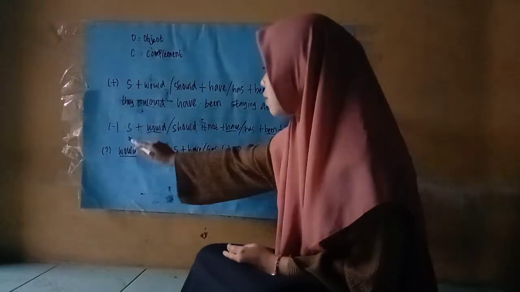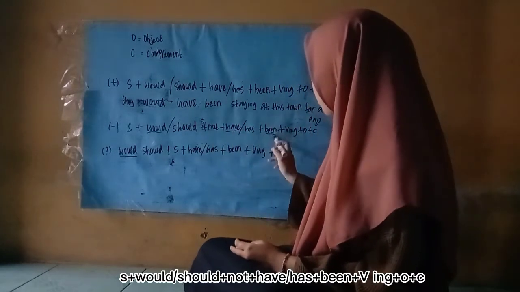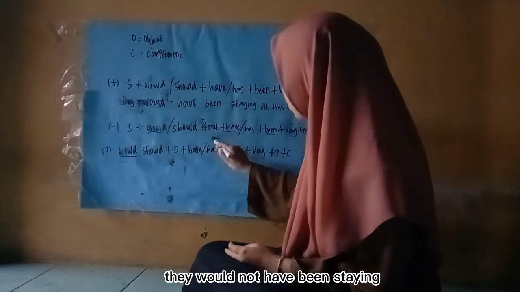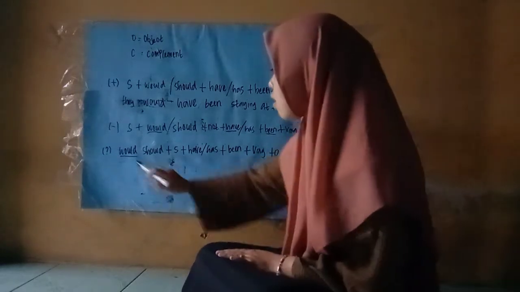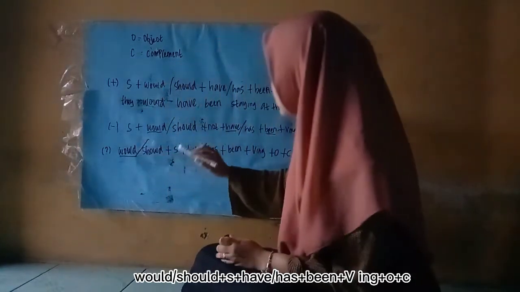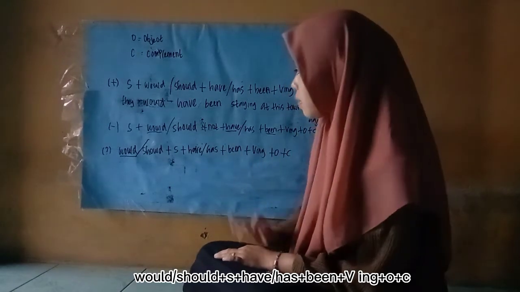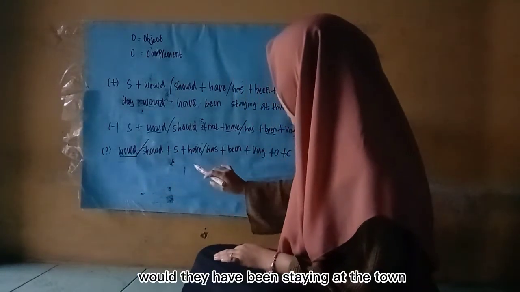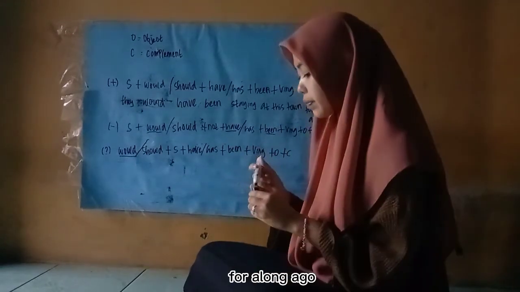If negative, subject plus would or should plus not plus have or has plus been plus verb in plus object plus complement. Example is: they would not have been staying at this town for a long ago. If interrogative, would or should plus subject plus have or has plus been plus verb in plus object plus complement. Example is: would they have been staying in this town for a long ago?